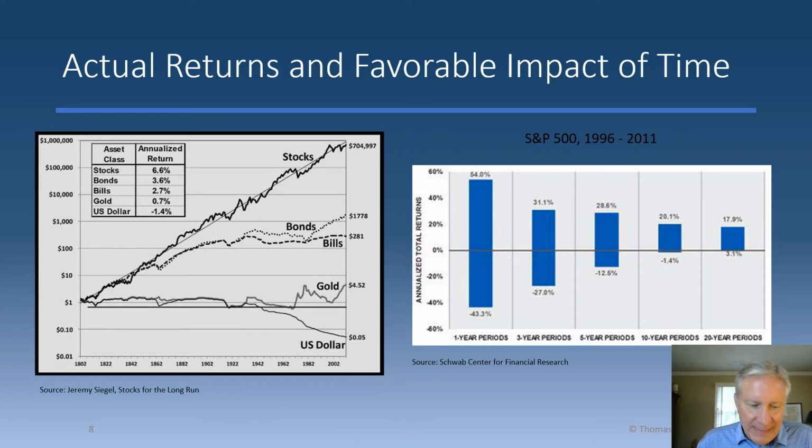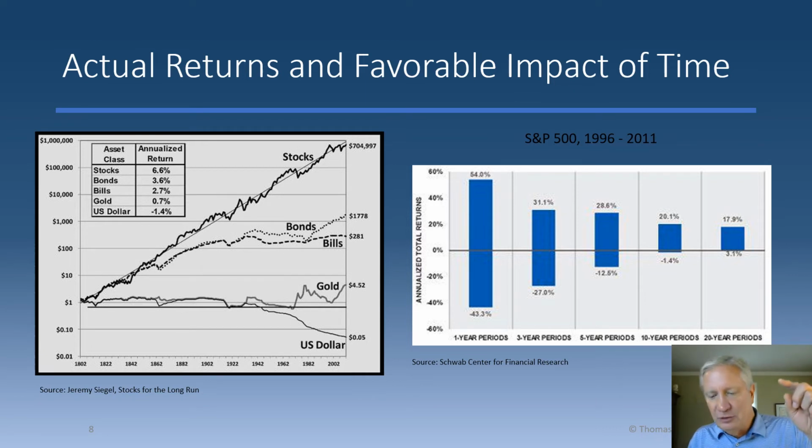Notice that from 1802 until when this was produced, I think it was 2012, but I could be wrong. 2011. No, that's the one on the right. Let's say the one on the left is 2012. Notice that stocks produce the highest return. In fact, Jeremy Siegel finds 6.6% over all those years, beating bonds that he finds return 3.6%, and bills, which are shorter term debt securities, typically issued by governments, 2.7%.